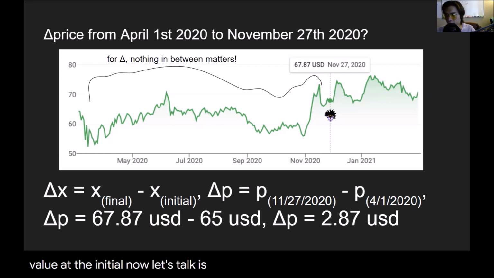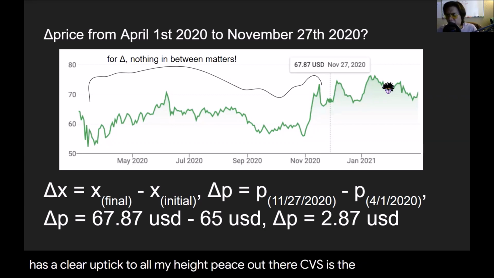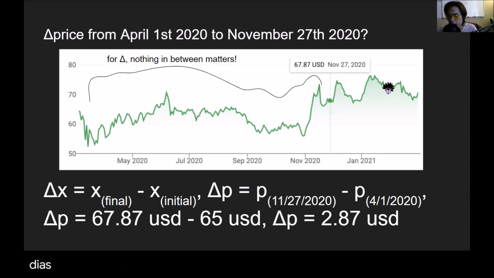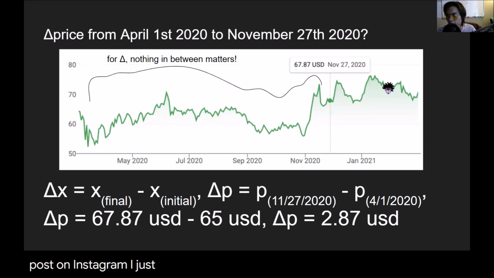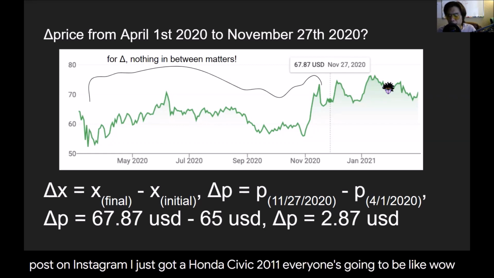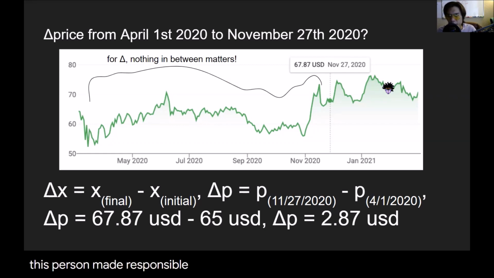Now, what stock is this? CVS, Pharmacy and Drug. As you can see, it has a clear uptick. To all my hype beasts out there, CVS is the hypest and the beastiest drug store stock that you could buy. And 5 years from now, when you post on Instagram, I just got a Honda Civic 2011, everyone's going to be like, wow, this person made responsible financial decisions.